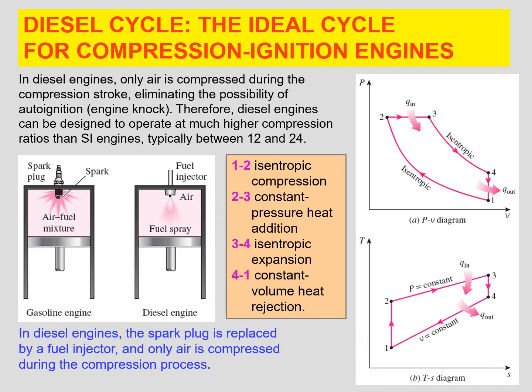I have given the PV and the TS diagram. Here 1 to 2 is isentropic compression and 2 to 3 is constant pressure heat addition. And 3 to 4, again isentropic expansion, similar to the SI engine, and 4 to 1 is constant volume heat rejection. Here we have isentropic compression, constant pressure heat addition, and constant volume heat rejection. But in the Otto cycle, both heat addition and heat rejection are constant volume. Here it is constant pressure heat addition. So that is the small difference between the Otto and diesel cycle.